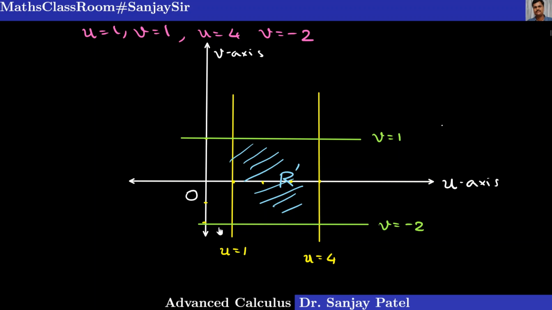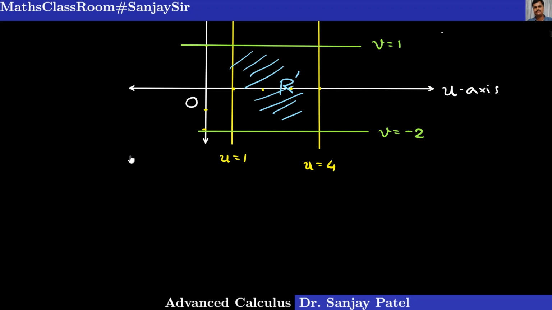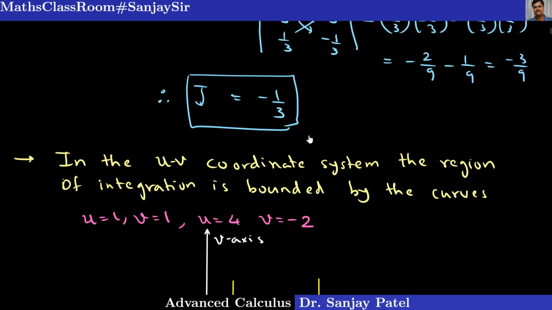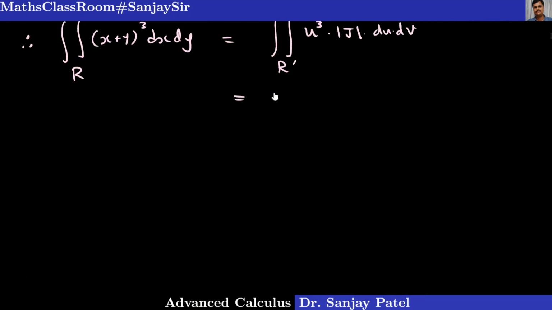Over the rectangle, the limits are all constants. We can write immediately the required double integral, which is the double integral over the given region R of (x plus y) whole cube dx dy, equal to the double integral, since we have taken x plus y as u, of u cube into mod J du dv over the new region R dash. We have already computed the value of the Jacobian, which is minus 1 by 3. So this is equal to the double integral of u cube into mod of minus 1 by 3 du dv.